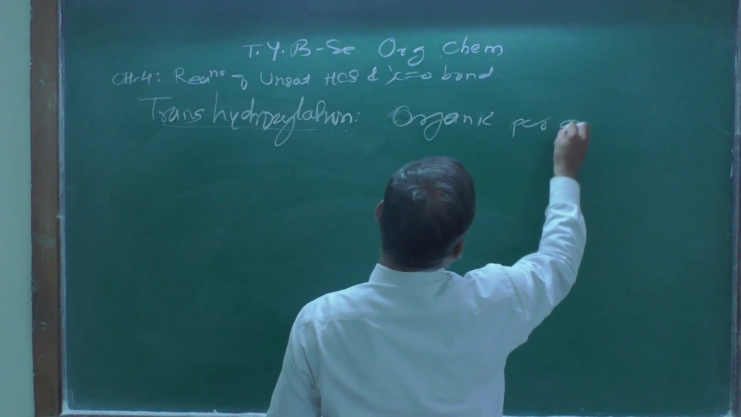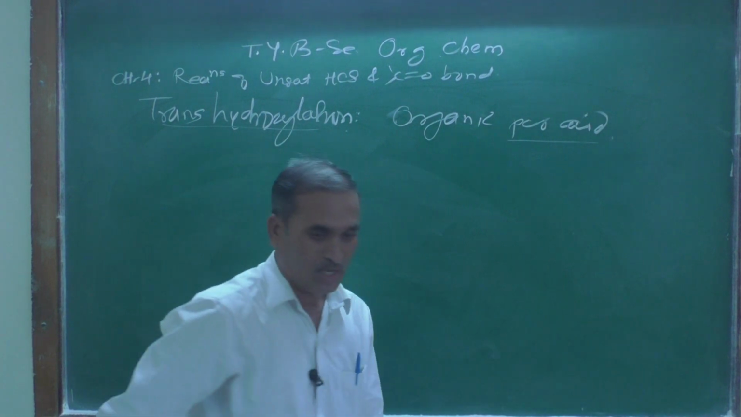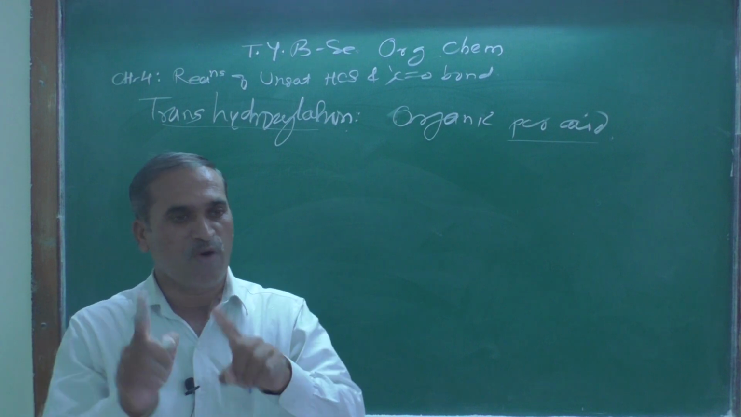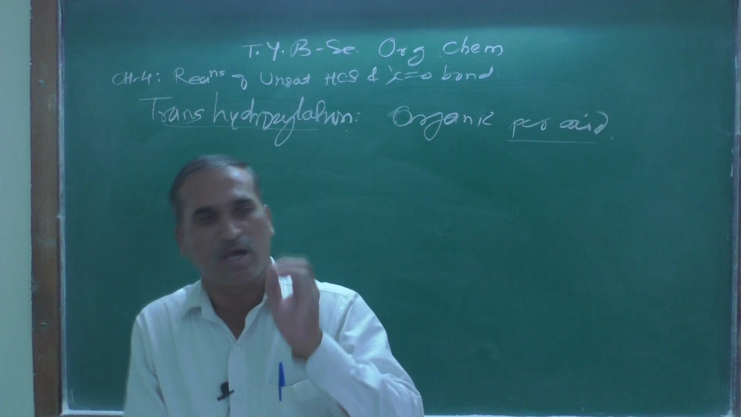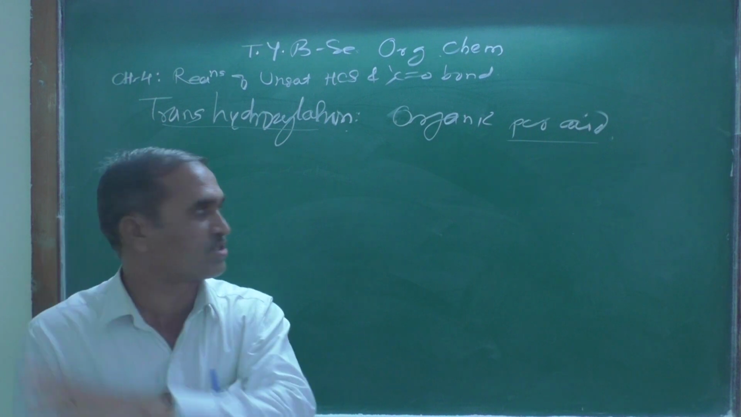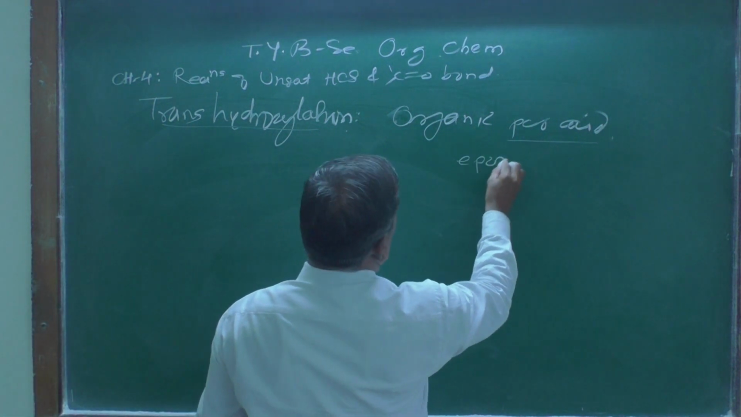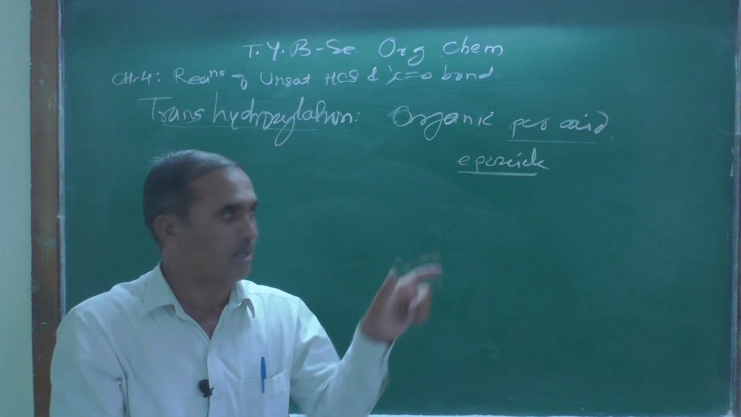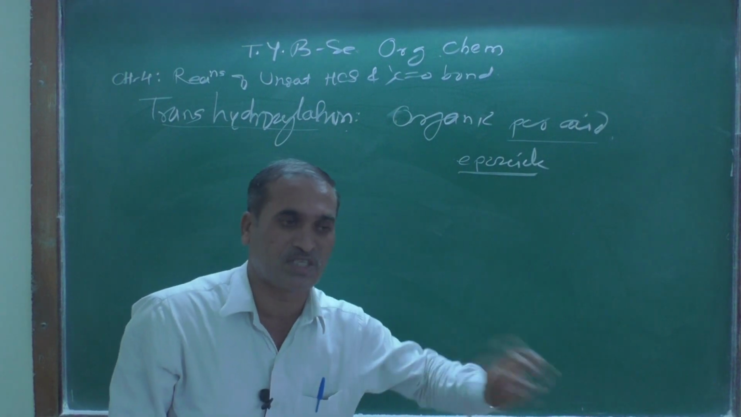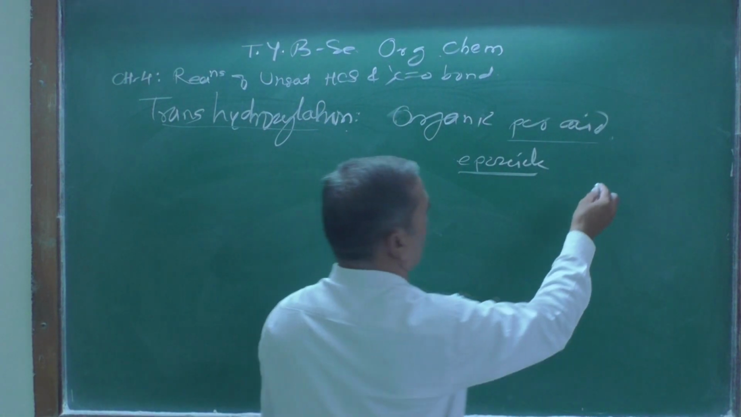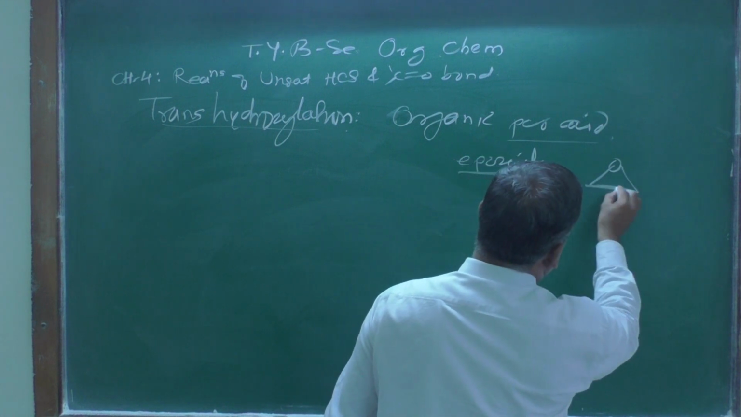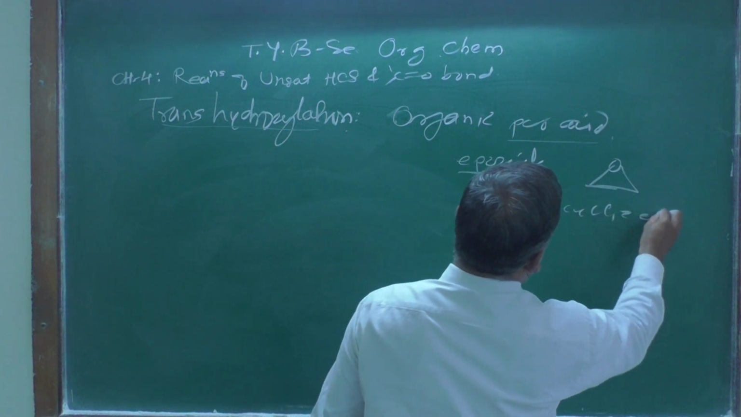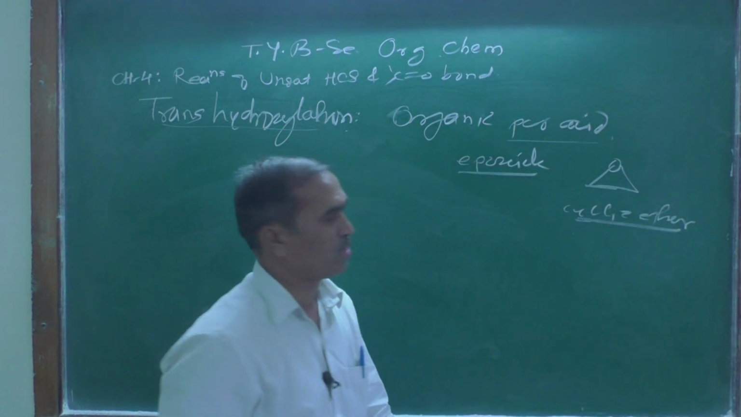Organic per acids are used for this. When an organic per acid reacts with an alkene, it forms a cyclic ether of a 3-membered ring, and that species is called an epoxide. The pi bond reacts with the per acid to form the epoxide. This 3-membered cyclic ether is known as an epoxide.